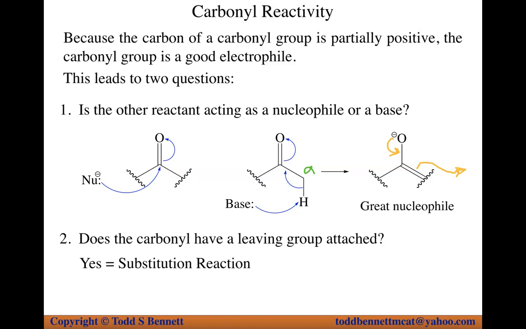If there's a leaving group attached, something that can leave, so let's say this was a chloride, for instance, the nucleophile comes in, kicks up, and when it comes back in, it kicks the chloride out, and that would be a substitution, the nucleophile for the chlorine leaving group. Or if there's no leaving group, then it's just going to remain as an anion, it has to get protonated.